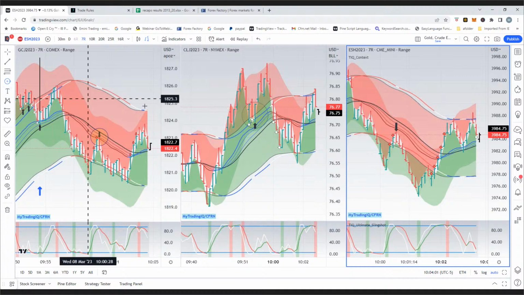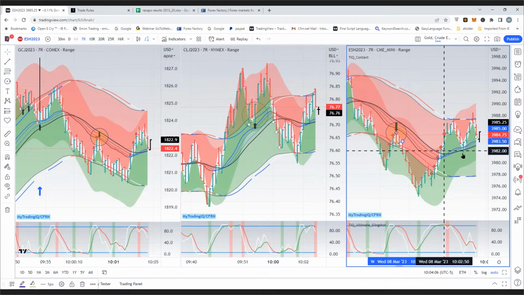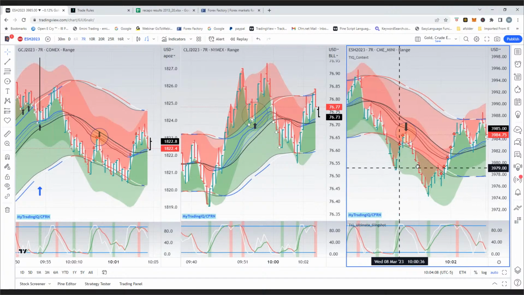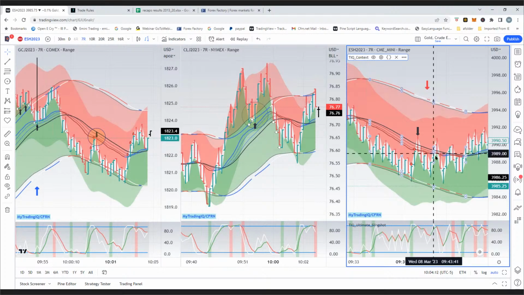Oh, come on, circle. Here it is. This one right here. No, it was flat here. Otherwise, that would have been a trade. Now, not all the trades worked out. There was one trade in here that did not work out.